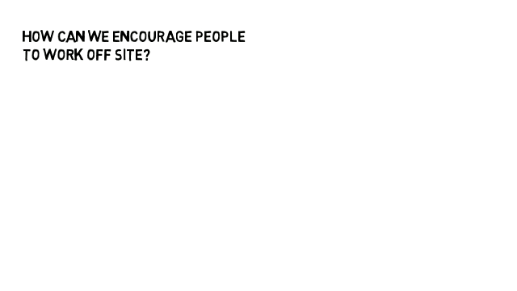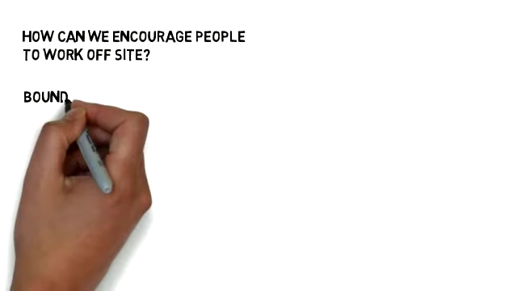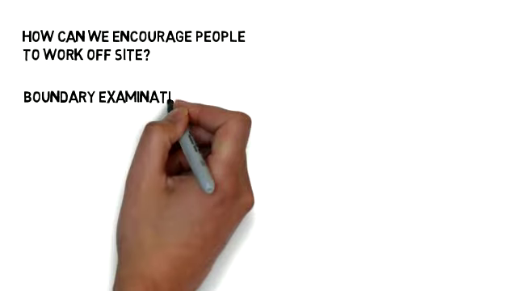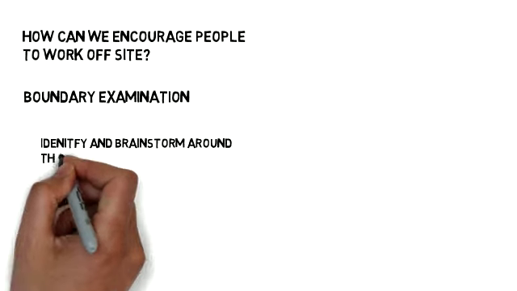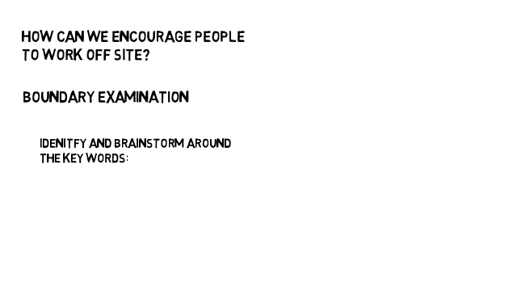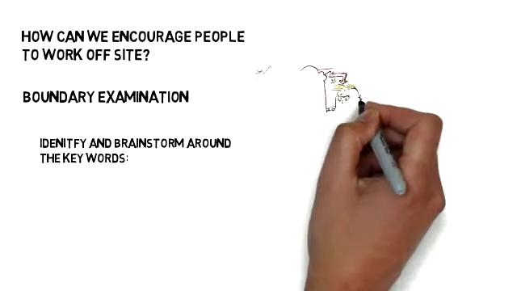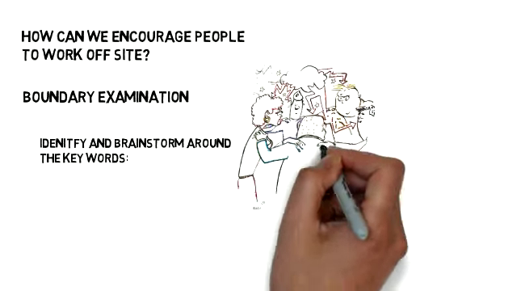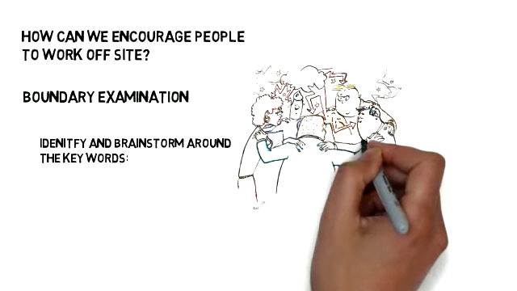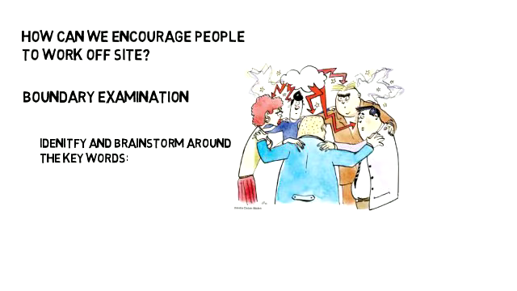We used the second technique here, and that was boundary examination, a regular favourite that we tend to use. The way this particular process works is to look at the problem definition, how can we encourage people to work off-site, then to identify the keywords and isolate each of those words, then hold a group brainstorming session around each one to generate a multiplicity of words around those keywords. And the problem owner can then select the relevant ones and reconstruct the problem, having given it far greater consideration as a result of the stimulation or provocation that's flowed out of the technique.